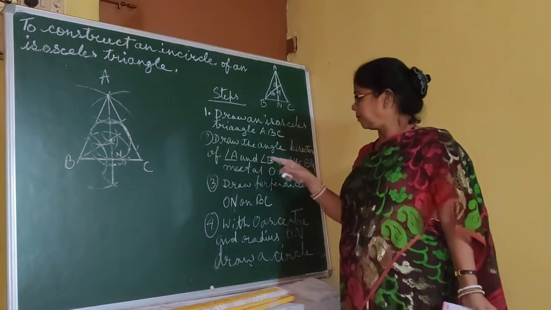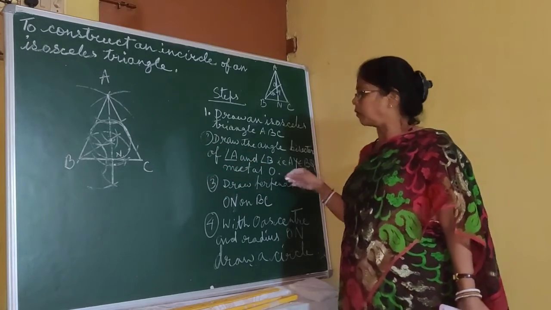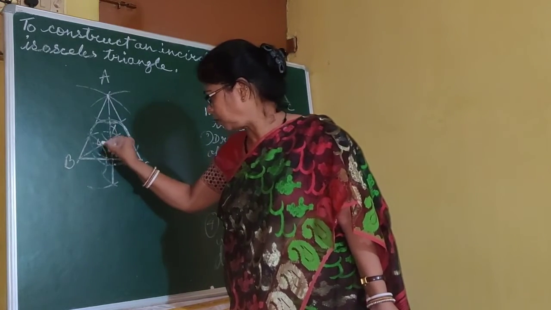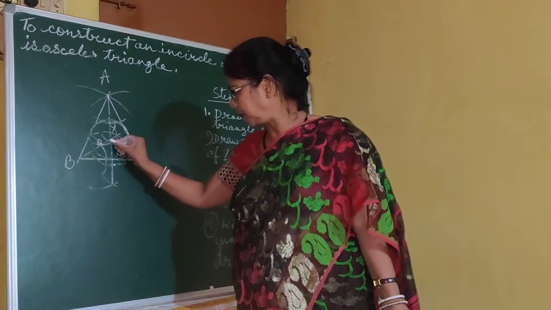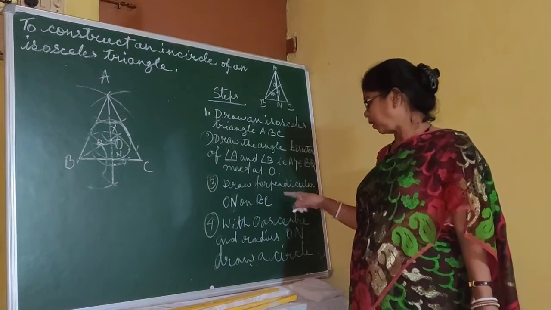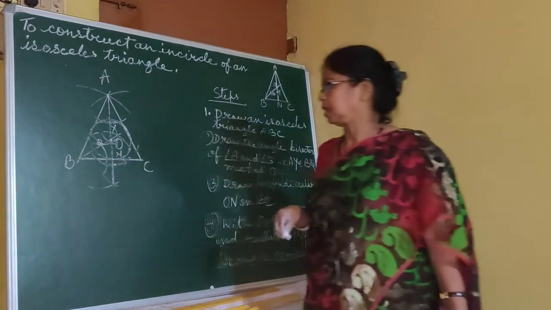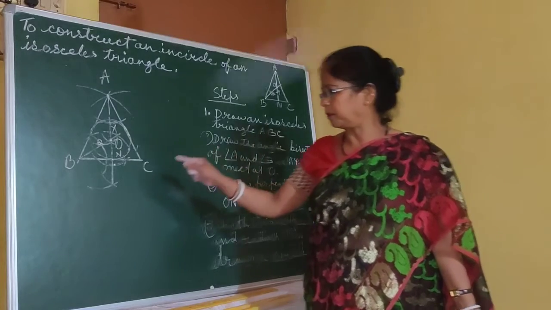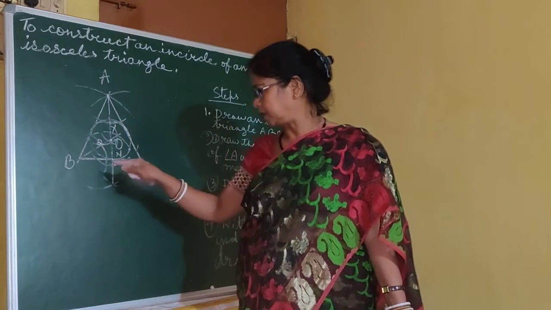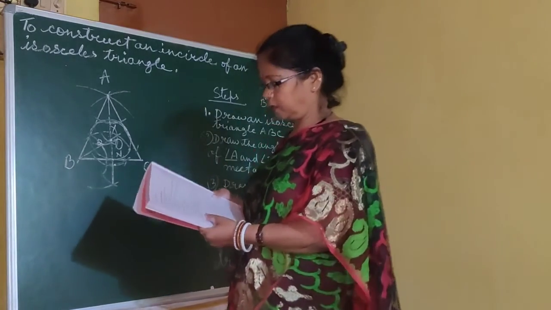Draw an isosceles triangle ABC. Draw the angle bisectors of A and B, that is AY and BQ. AY and BQ meet at the point O. Draw perpendicular ON on BC. You will get this statement in the book: ON on BC, then with O as the center and ON as the radius, draw a circle which touches the three sides of the triangle. This is then the required incircle.